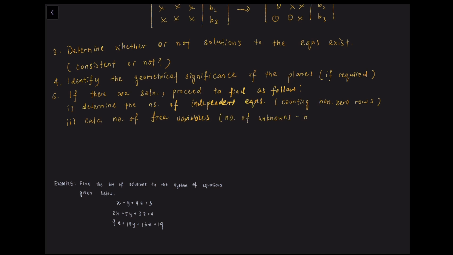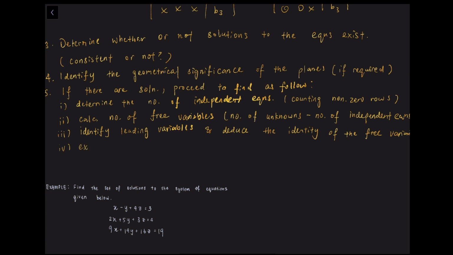And the third step, we want to identify the leading variables and deduce the identity of the free variables. And the fourth step is to express each unknown in terms of the free variables. And the last step is to write the solution in the form of a vector with the bracket x, y, z vertically.